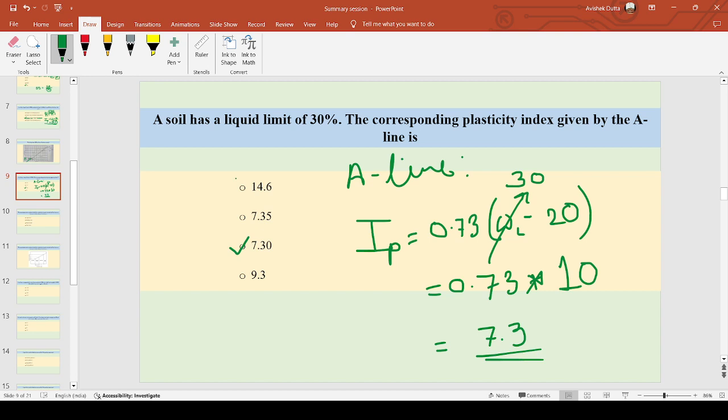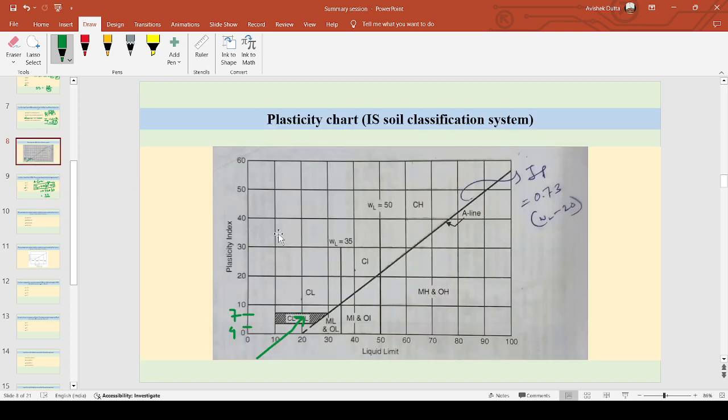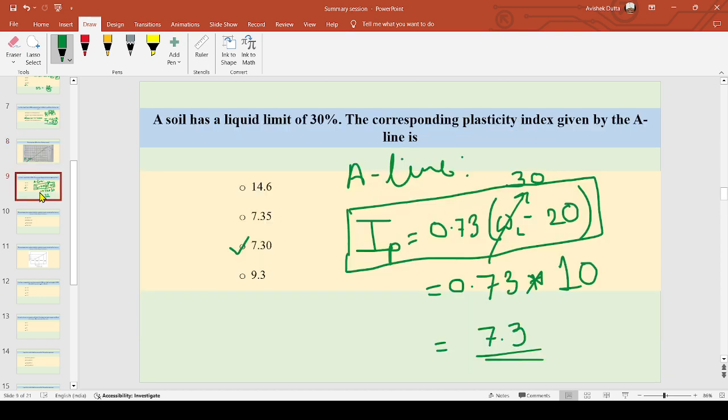So this equation of the plasticity index is very important to remember when we need to classify the soil based on this particular chart, plasticity chart by Indian Standard Soil Classification System. This chart is very important, and so is the equation of the A line. I hope I was clear. I'll go to the next question.